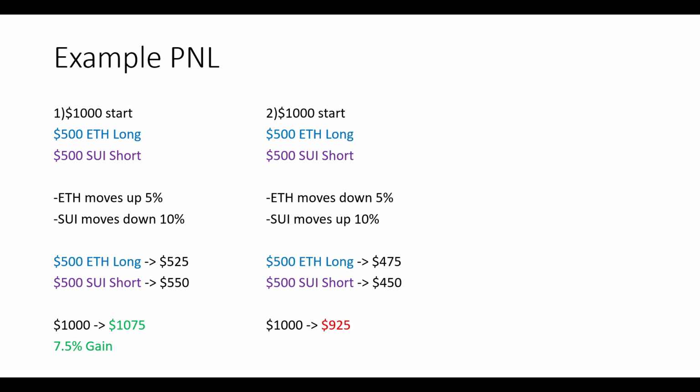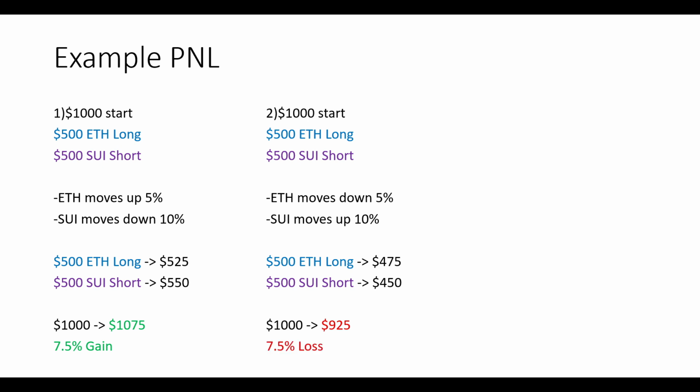Now we'll have another scenario here, so the opposite happens. ETH moves down 5% and SWI moves up 10%. So your ETH long is now $475 and your SWI short is now $450. And that leaves you with $925 in your position value. And so that's a 7.5% loss.